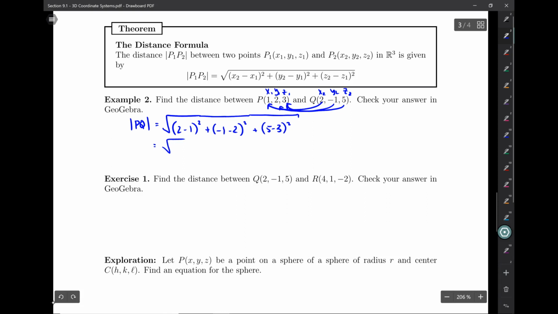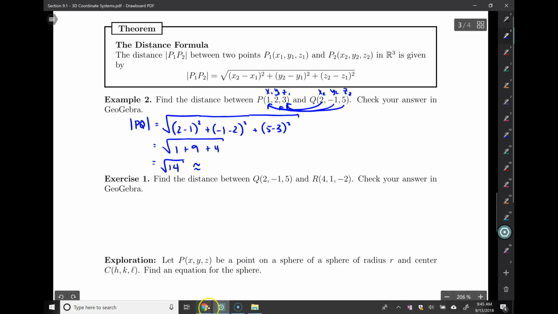That gives me 1 squared, which is 1, plus 3 squared, which is 9, plus 2 squared, which is 4. And I end up getting the square root of 14. There are no nice perfect square factors of 14, so I'm just going to keep this as the square root of 14. This is the exact distance. If we wanted to, we could get a decimal approximation for that. It should be somewhere between 3 and 4, closer to 4 since 14 is closer to 16.